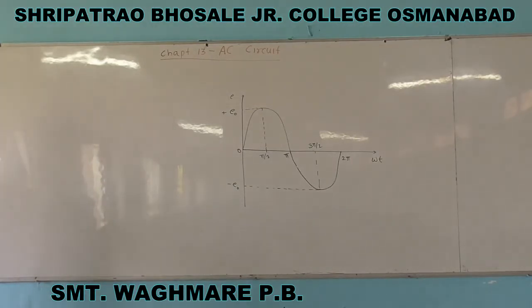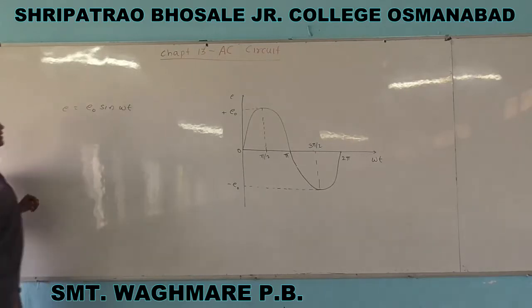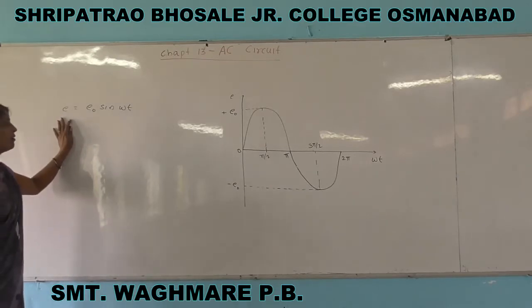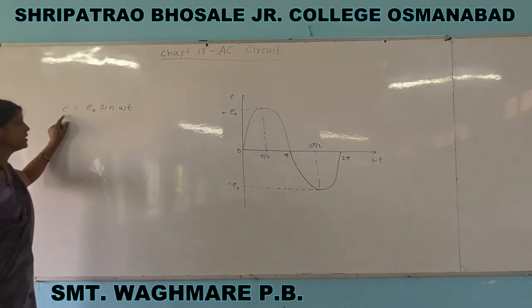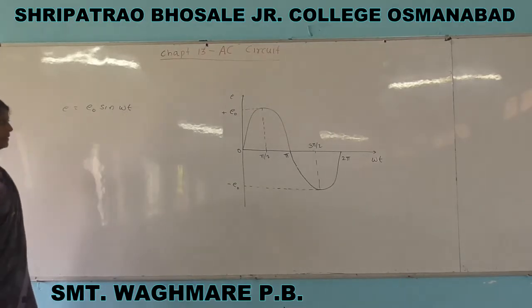Direction of EMF, or in between EMF and the angle omega t. We know that E is equal to E naught sin omega t. In the last chapter of AC generation, we have already discussed and derived this formula of induced EMF, that is E is equal to E naught sin omega t.